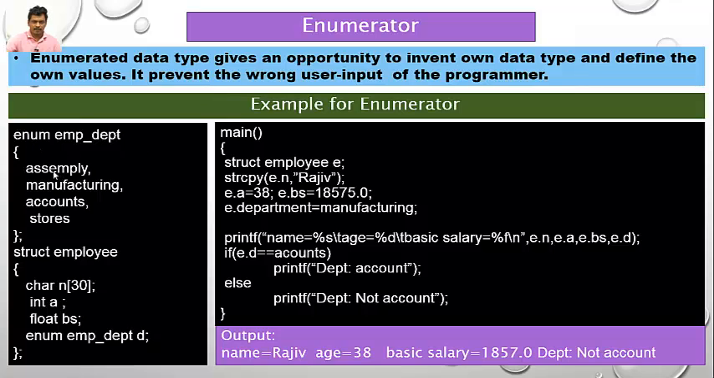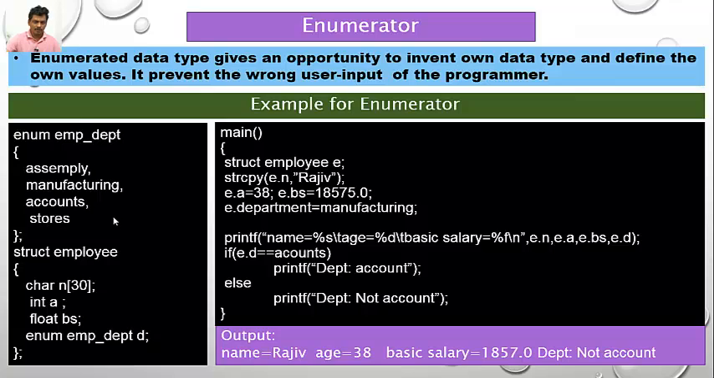This is an example of an enumerator. enum emp_dept. This is the enumerator name, emp_dept. These are the elements of the enumerator. In structure and union, we declare variables, but here we just give the values only. Assembly, manufacturing, account, stores are 4 values. So that enumerator variable can accept 4 values only.